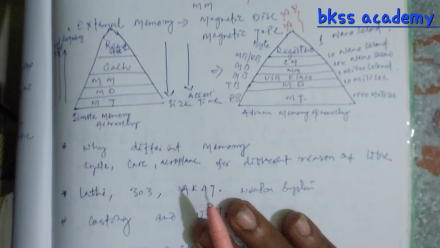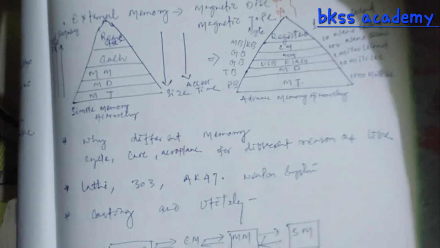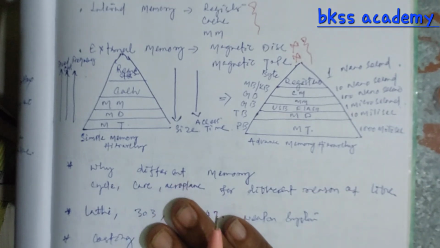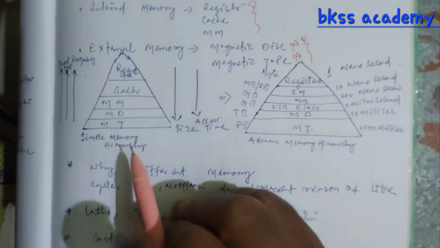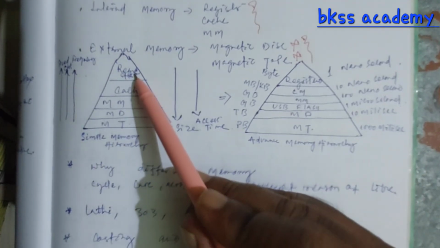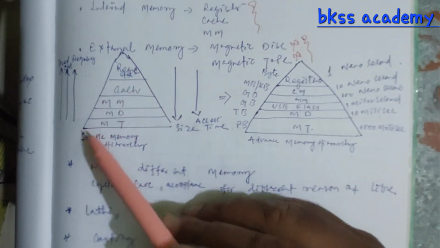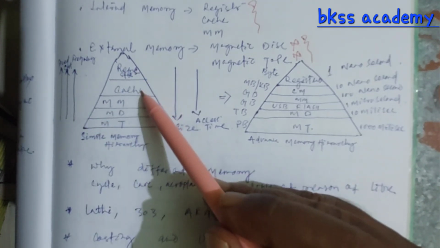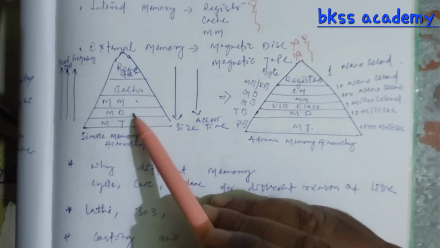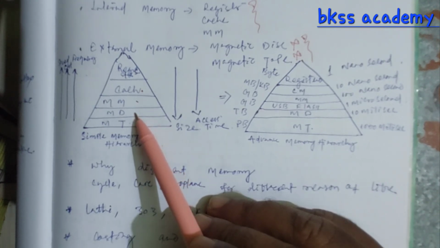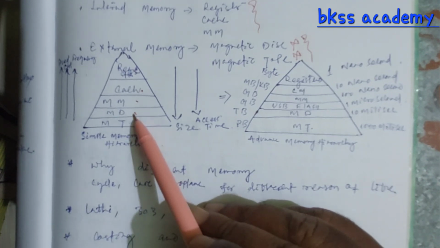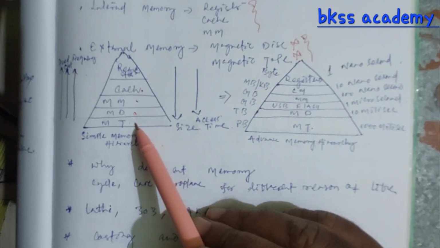So going to the hierarchy, first is register memory. We have to keep it in the diagonal form. First is register memory, then cache memory, then main memory, then disk memory, and then tape memory, that is, magnetic disk and magnetic tape.